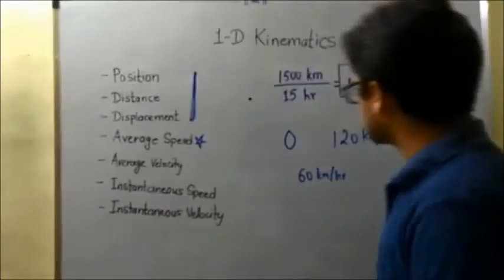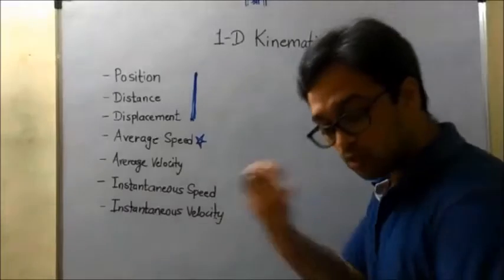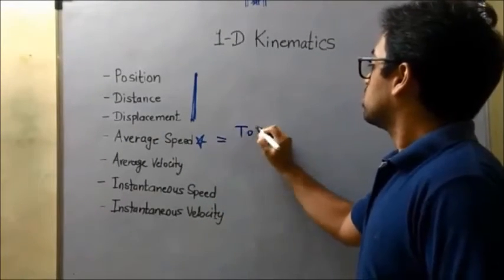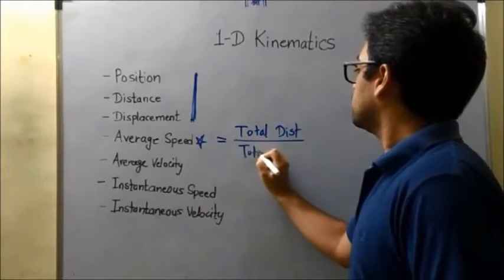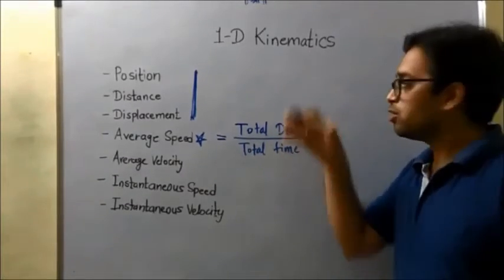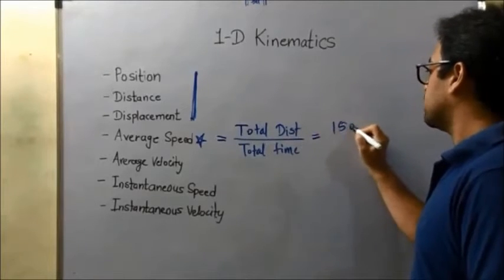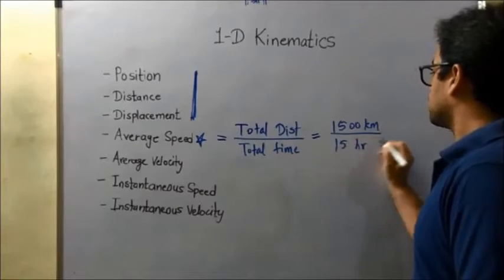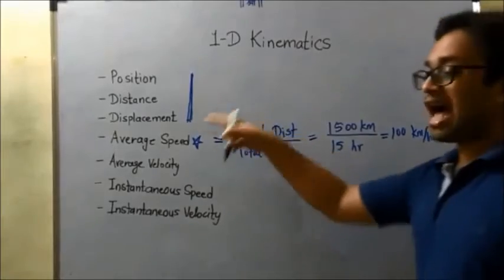And how can we express this average speed? The formal definition for average speed goes like this: average speed is equal to total distance divided by total time. Like we could intuitively find out in the previous example, the total distance between Mumbai and New Delhi is 1500 km divided by total time of 15 hours. So average speed is 100 km per hour. But remember that it's average speed.